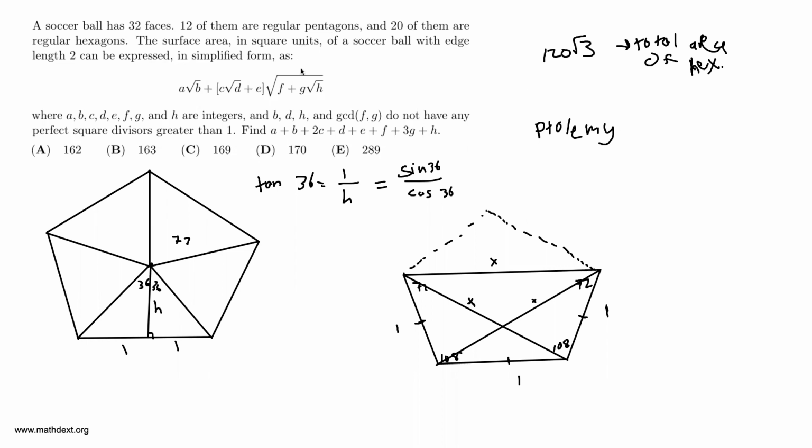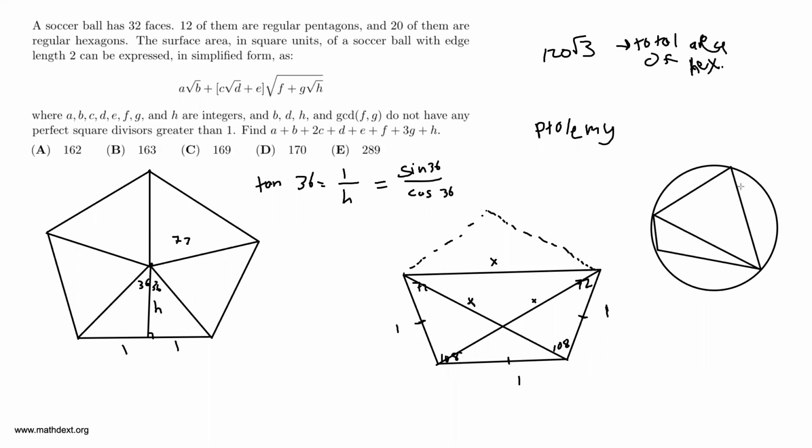And what that states is if you have a cyclic quadrilateral, cyclic meaning it can be inscribed in a circle, and it has 4 sides and 2 diagonals, and the sides have lengths A, B, C, D in this order, and the diagonals have length E and F in any order. Then Ptolemy's theorem states that AC plus BD is equal to EF.